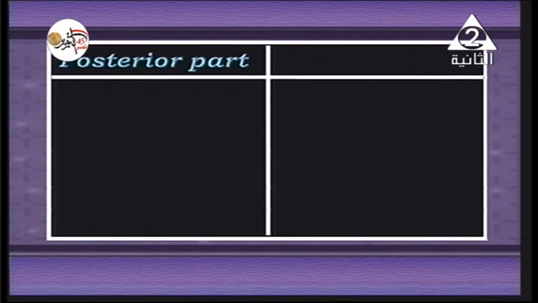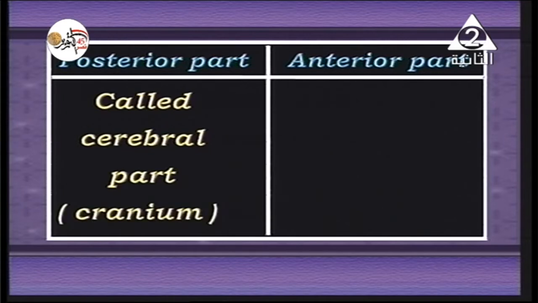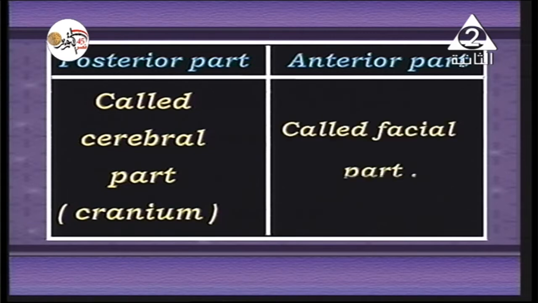The posterior part, what do we call it? Cranium. Okay, and the other part is what? The anterior part, or facial part. Facial means related to your face. The posterior part, we call it cranium, while the anterior part, we call it the facial part. Excellent.